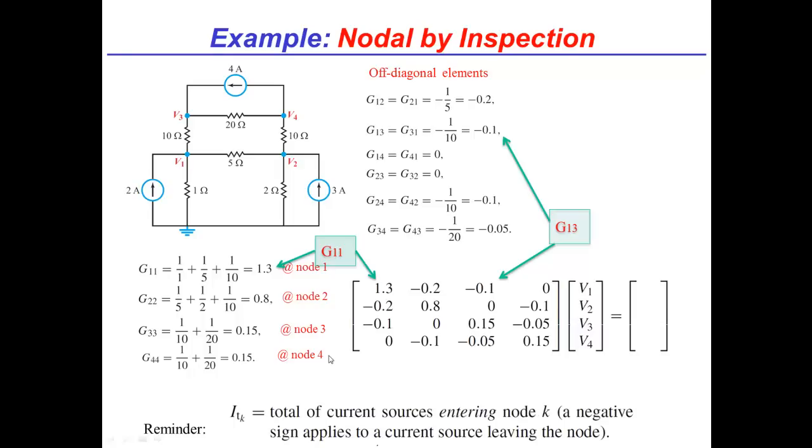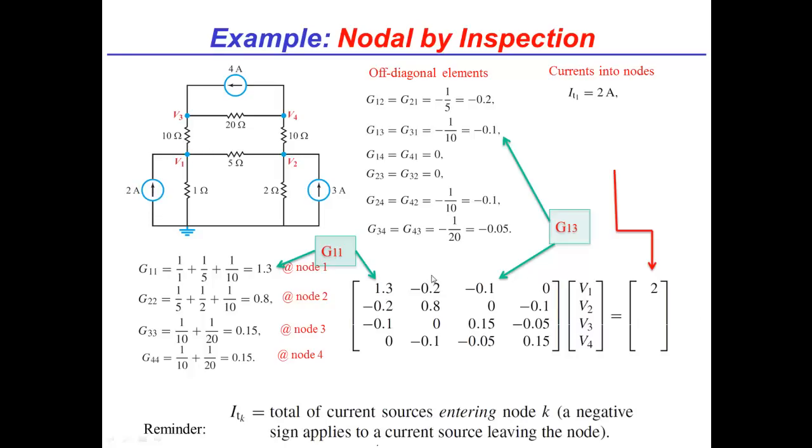So to do that, I remember my last rule, which is the ITKs are the total of the current sources entering node K. And the rule to remember in terms of the sign is a negative sign applies to a current source leaving the node in question. All right, let me do the first one. So the first row is the current going into node 1. So that's 2 amps because of that 2 amp current source. Exactly, and it is going in, so it's a positive.